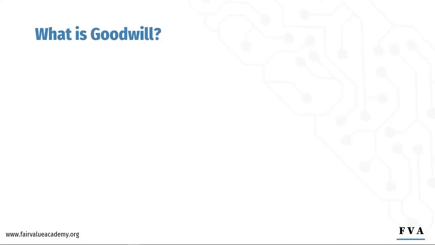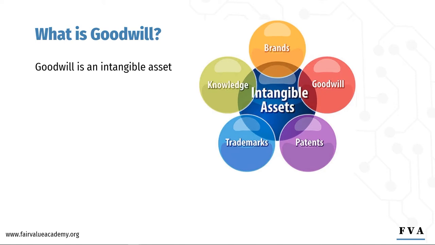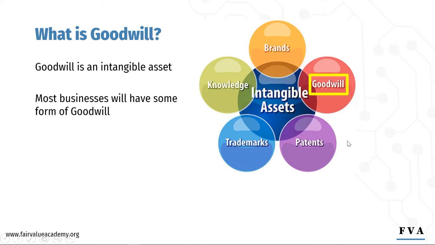What is Goodwill? Goodwill is an intangible asset. Now, there are other examples of intangible assets such as brands, patents, trademarks, amongst others. Most businesses will have some form of goodwill.